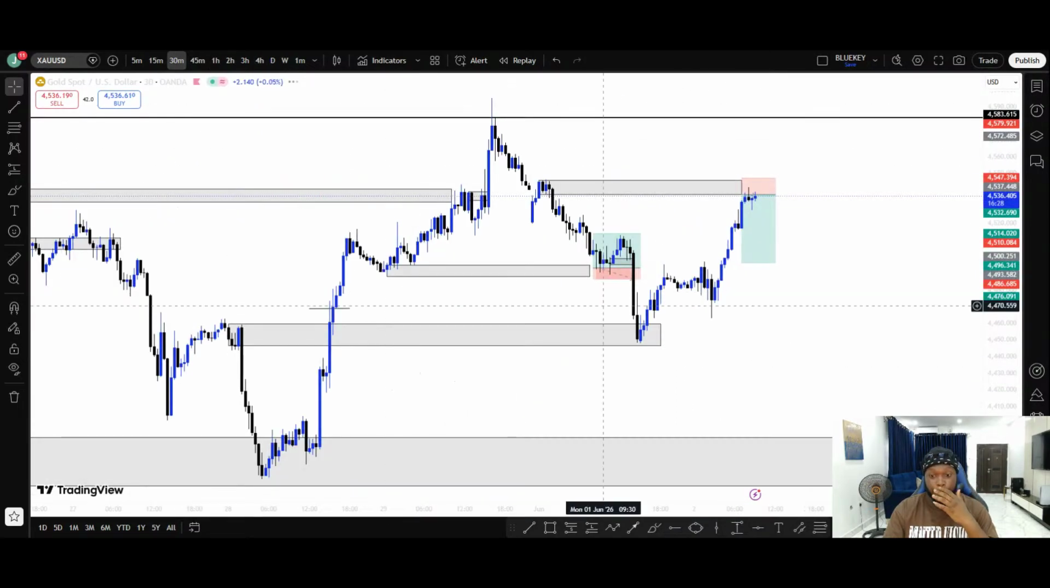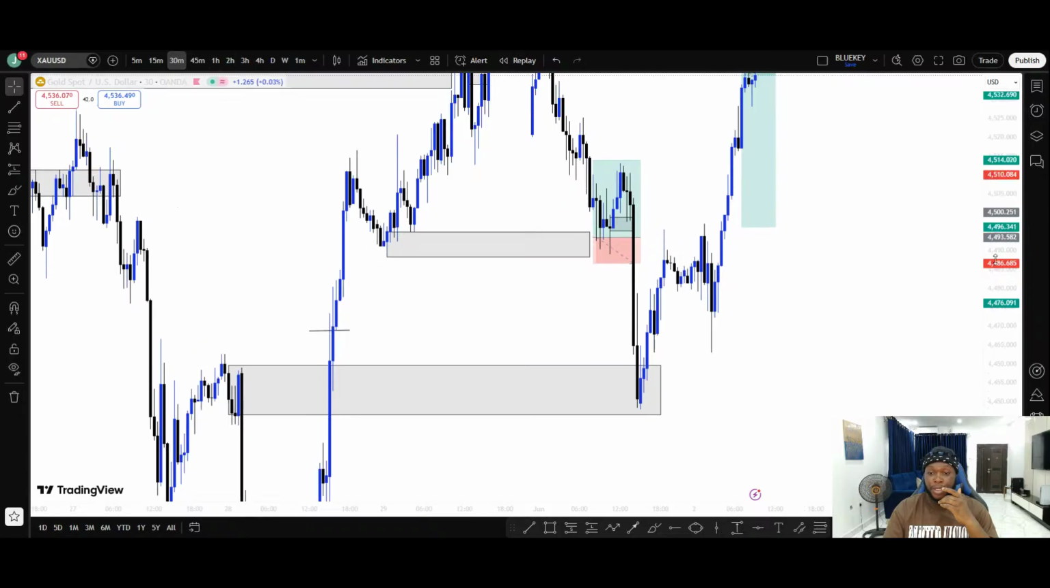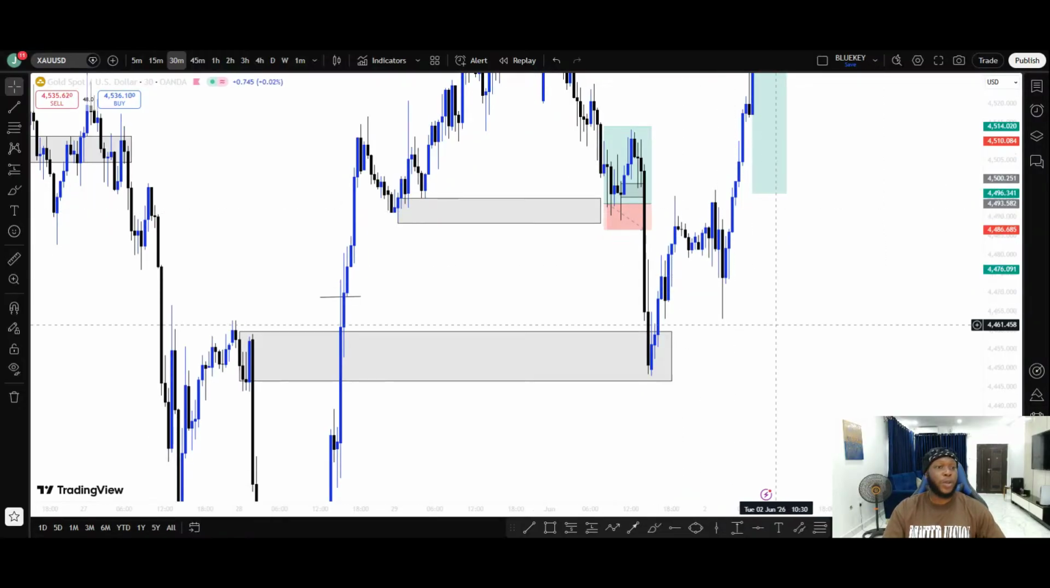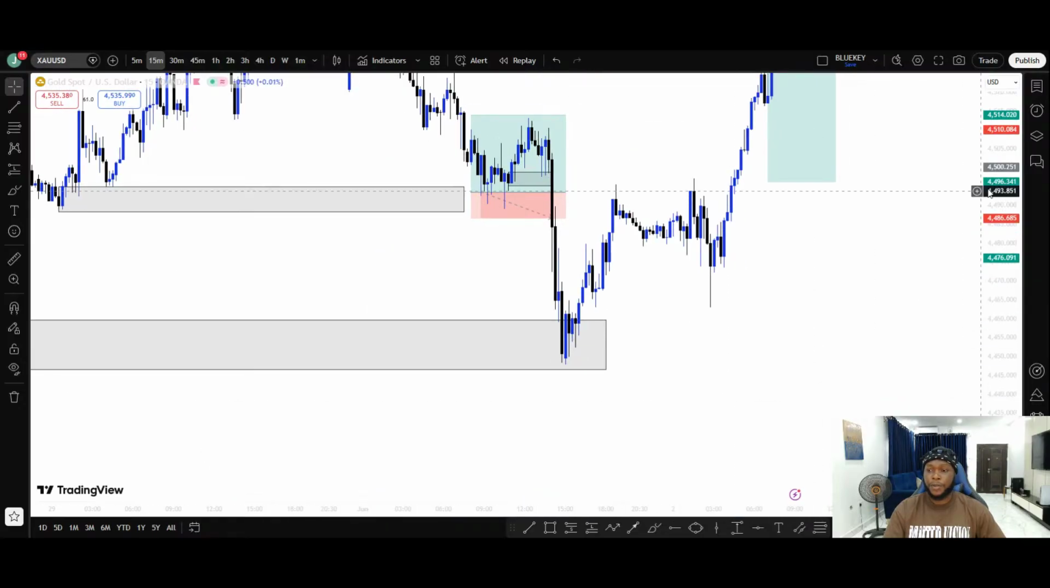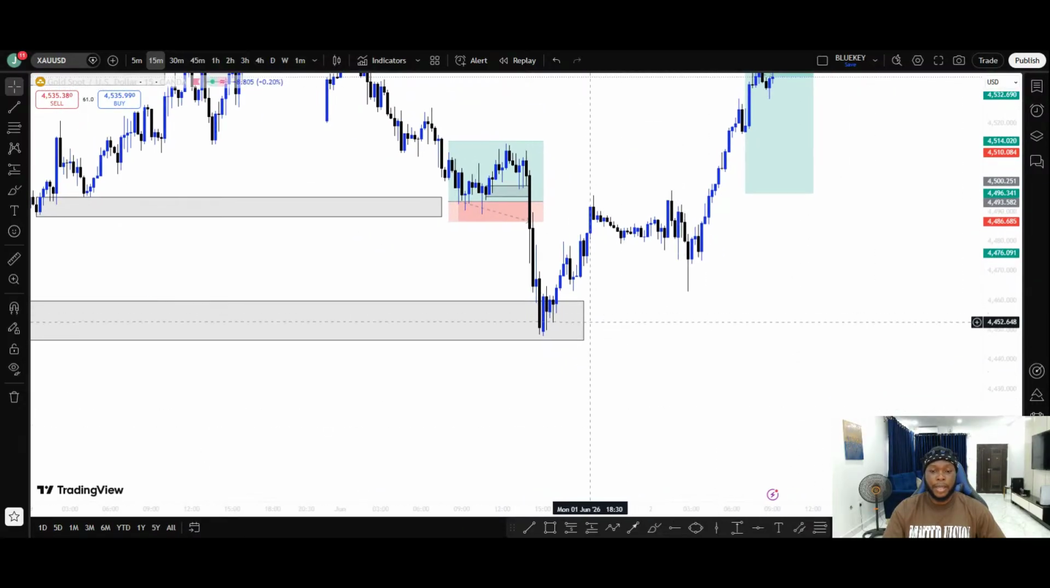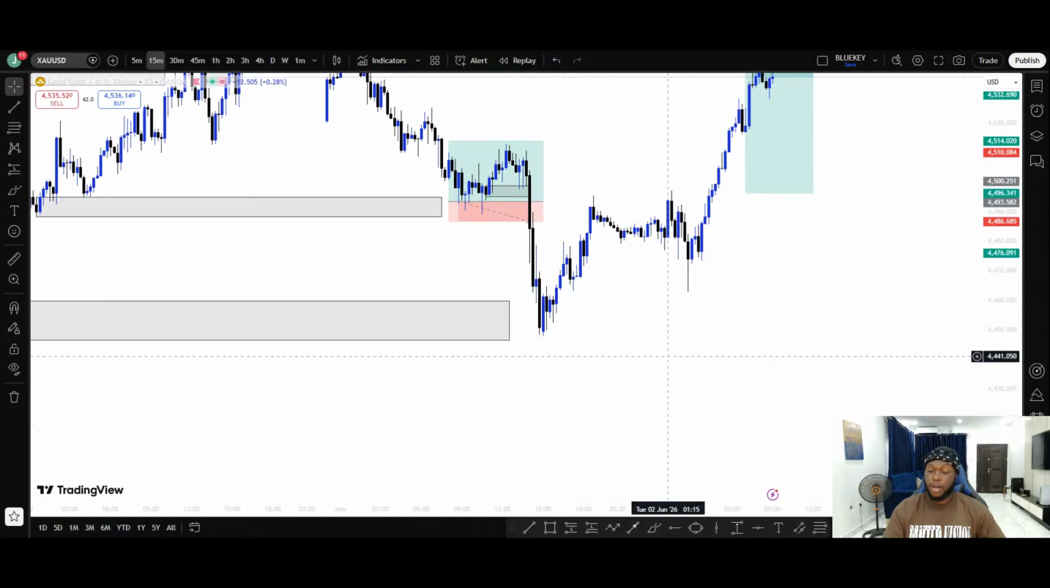Now let's go to the 30-minute time frame. Let me break this down a little bit. So on the 30-minute time frame, you see this pullback. Okay, I think it happened more on the 15 minutes. That's where we can see it clearly. Yeah, on the 15 minutes. So this was another re-entry, another A plus setup.